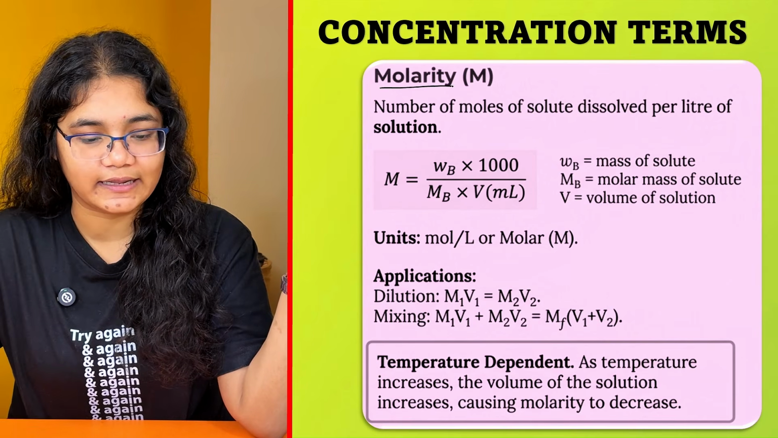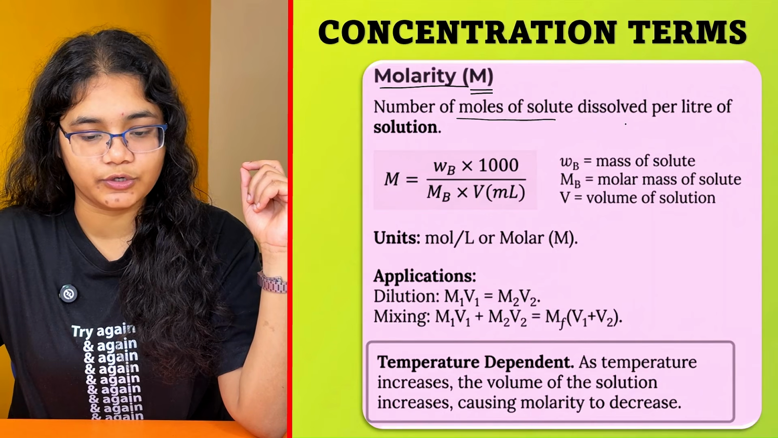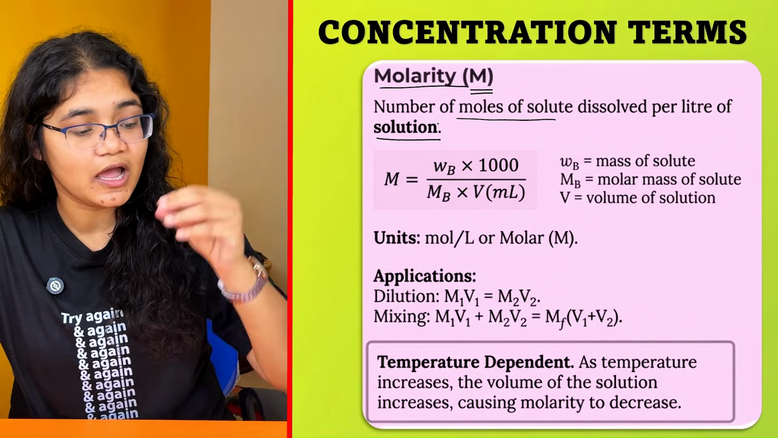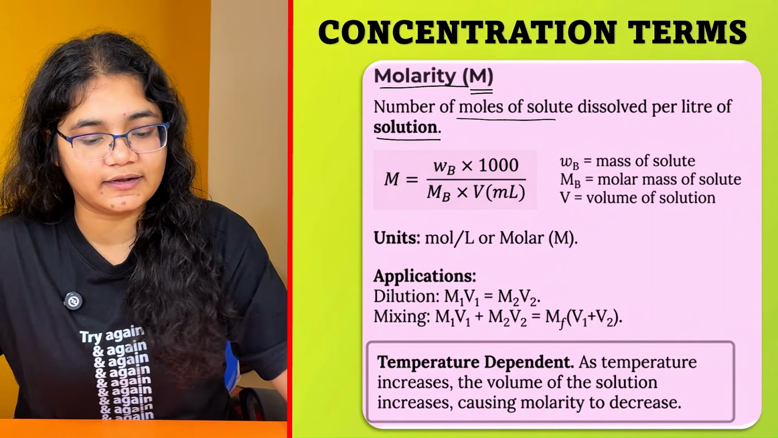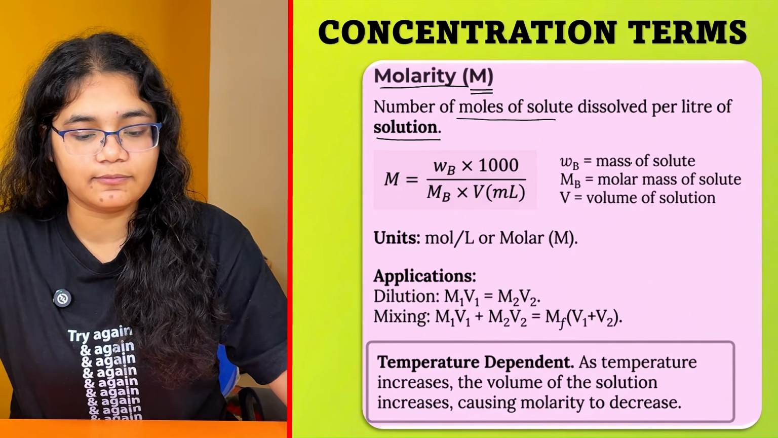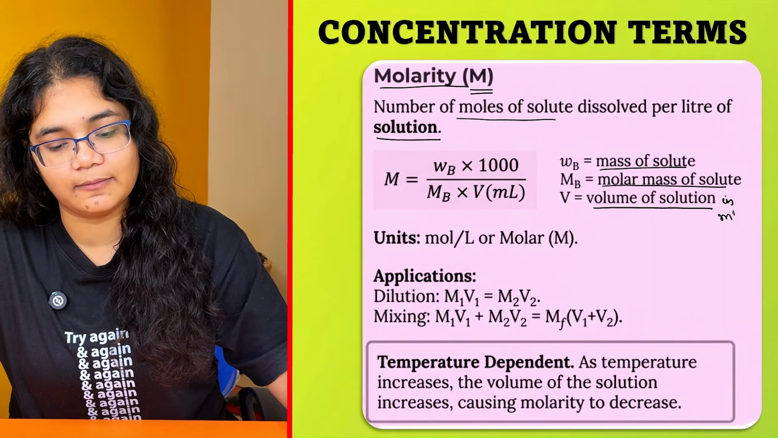What is molarity? It is denoted by capital M. It means the number of moles of solute dissolved per liter of solution. In 1 liter of solution, how many moles of solute are present? How to write the formula? Molarity M is equal to WB by MB into 1000 by V ml. What is WB? Mass of the solute. MB is the molar mass of the solute, and V is the volume of the solution in ml.